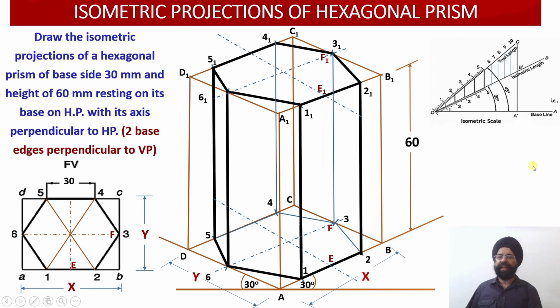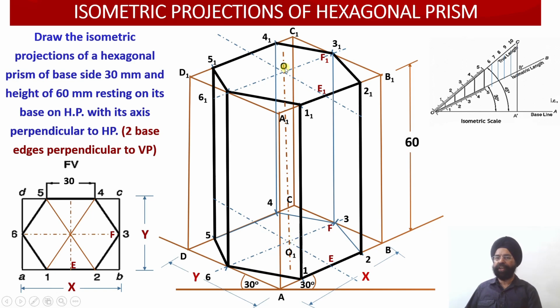So this is the complete construction of a hexagonal prism, in which 2 of the base edges are perpendicular to the vertical plane. Now in the next case we will be discussing the projections of the hexagonal prism when these 2 edges will be parallel to the vertical plane. So this longer edge we will be drawing in this orientation, and the shorter edge we will be shifting over here. And finally you can check in this figure also, the axis has been joined.